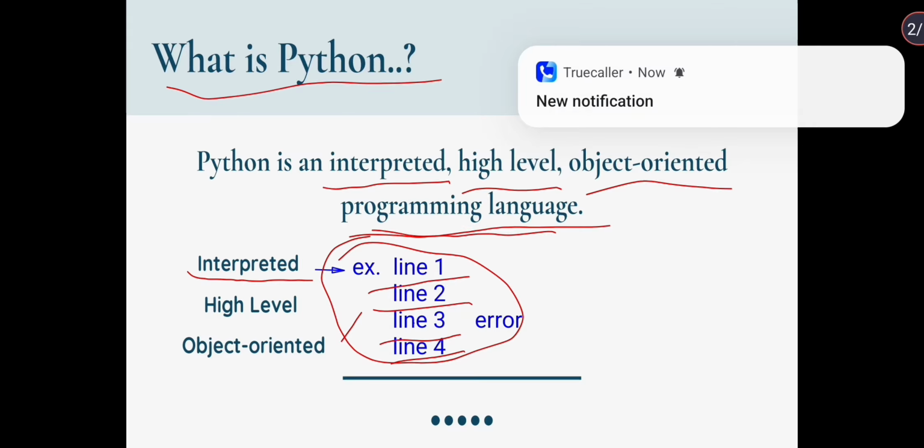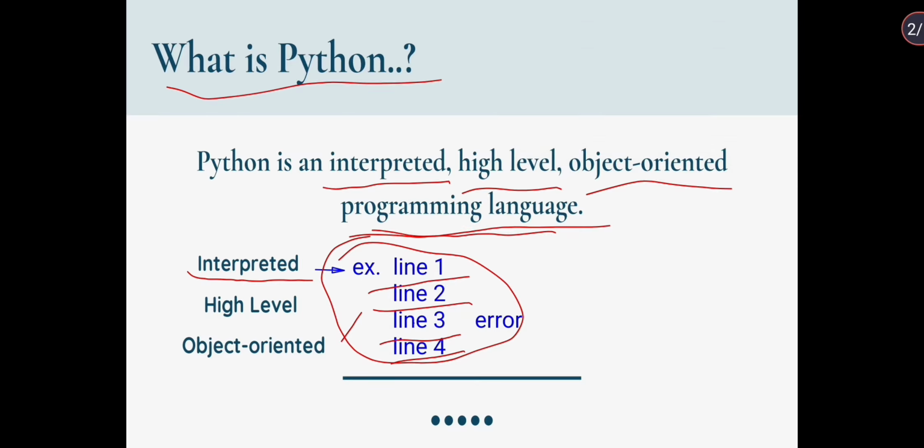Means it checks and executes the code one by one. But suppose there is an error at line number 3. Then the interpreter stops the execution at that point, and it gives the output of the first 2 lines. This means the interpreter translates and executes the source code line by line, and it stops the execution after getting the first error.